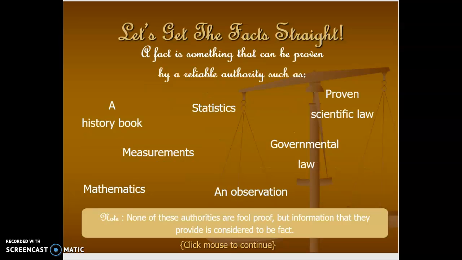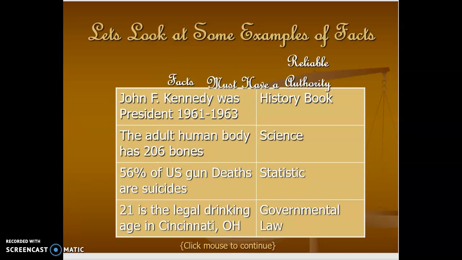And we're going to look at a couple examples. So a fact is something that can be proven by a reliable authority, an observation with our senses, law, scientific law, statistics, a history book, math, measurements. Okay? So here are some examples of facts.